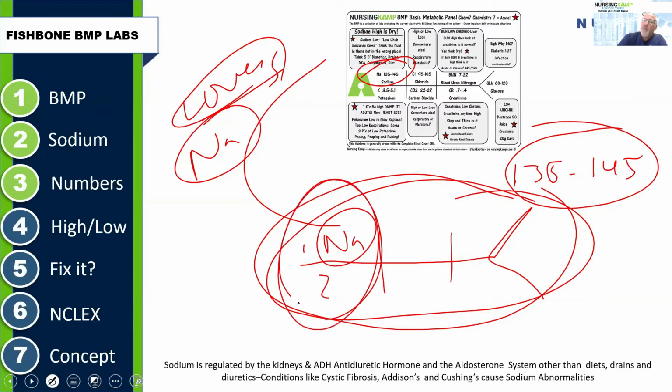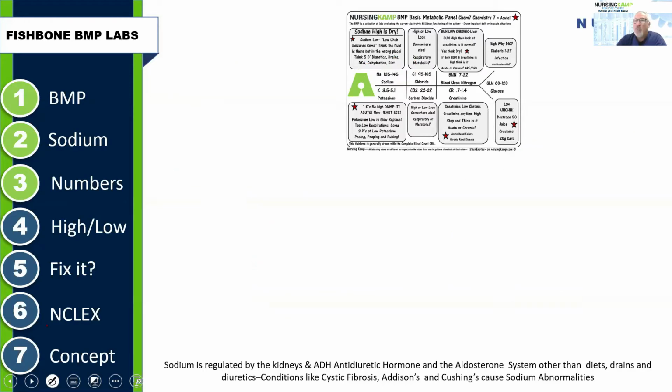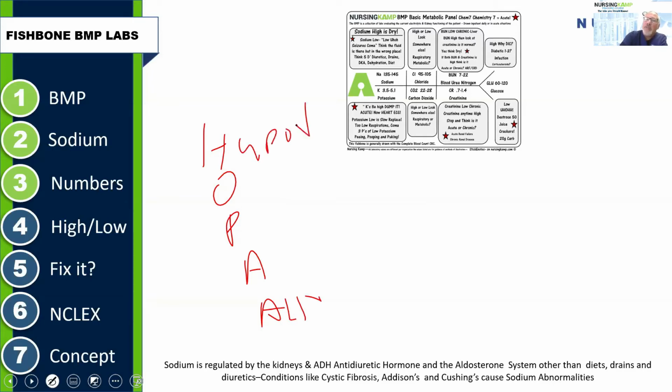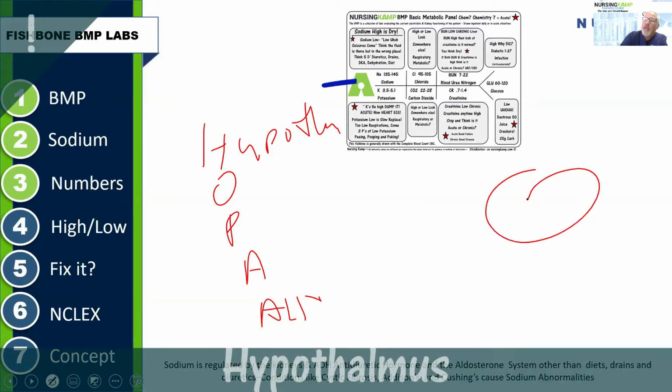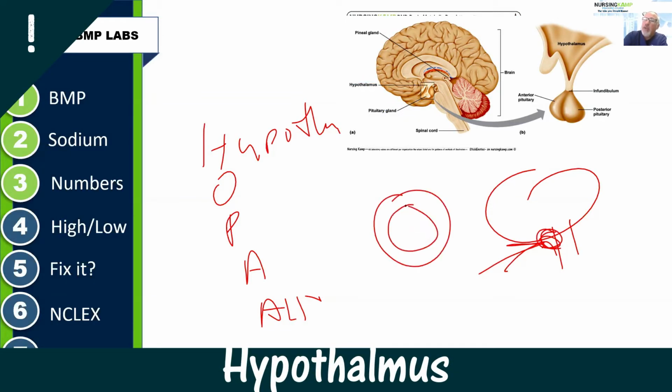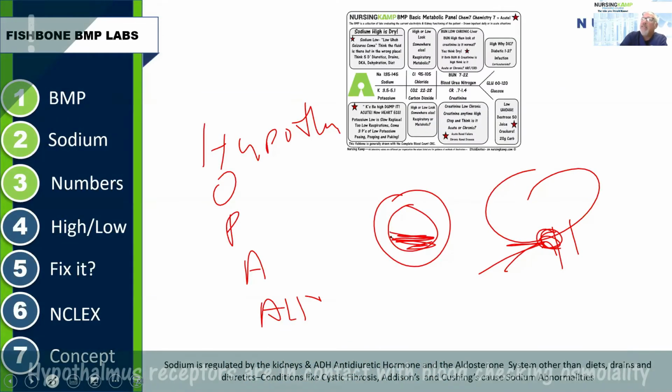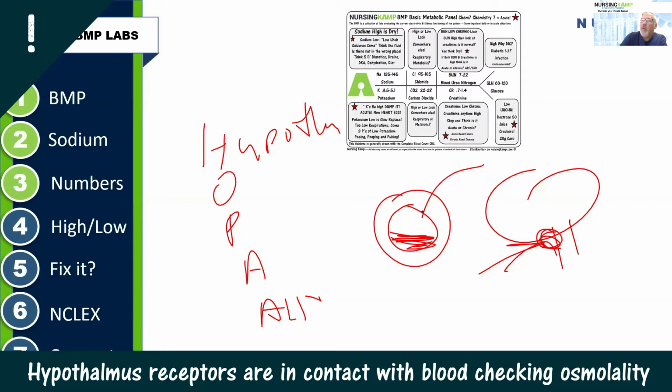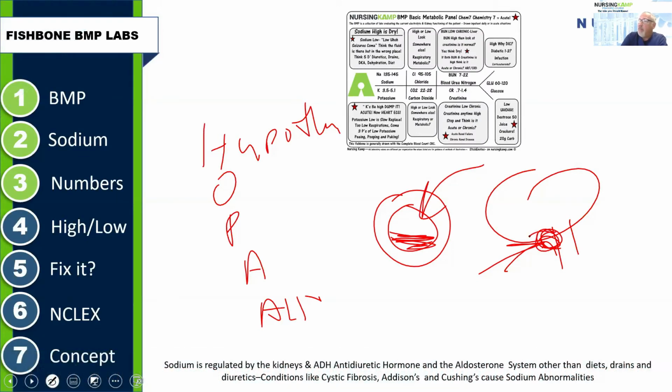The first column right here is sodium and potassium. Sodium is regulated by the kidneys, the ADH (antidiuretic hormone), and aldosterone, and I basically think HOPA. HOPA is the basic process of sodium. It's monitored through the hypothalamus. The hypothalamus is important because it responds to hemodynamics, which means it's responsible for monitoring blood flow. The hypothalamus regulates temperature and also regulates osmolarity, which is the second thing. So osmolarity is important.